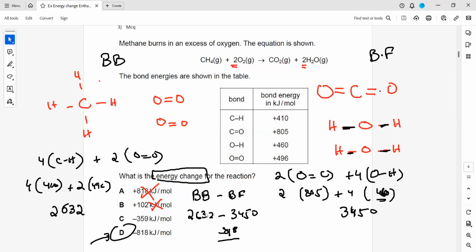So whenever a chemical reacts, sometimes you have the equation. From the equation, what you have to do is draw the structure first. And from the structure, you have to identify how many bonds are there. The reactant side will be the bond breaking side. The product side will be the bond forming side. And then to get the energy change, it will be bond breaking minus bond forming.